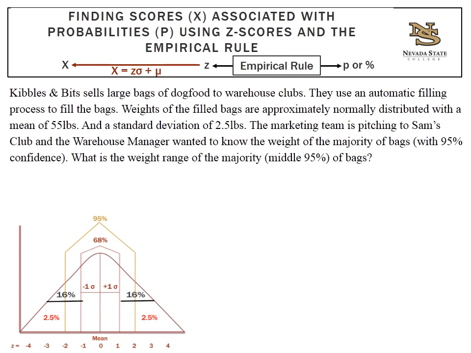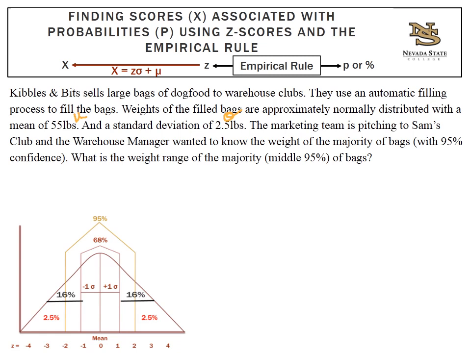All right, so let's break this down. Kibbles and Bits sells large bags of dog food to warehouse clubs. They use an automatic filling process to fill the bags. Weights of the filled bags are approximately normally distributed with a mean of 55 pounds. There's our mu again. And a standard deviation of 2.5 pounds. The marketing team is pitching to Sam's Club, and the warehouse manager wanted to know the weight of the majority of bags with 95% confidence. So what is the weight range of the majority middle 95% of the bags?